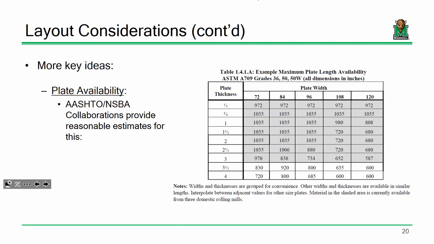You also have to look at plate availability in terms of what's available and what the maximum lengths available are. I think I've mentioned this to you before. Structural plate comes in standard widths. When you go to Lowe's and you buy lumber, it comes in standard sizes, 2x4s, 2x6s, 2x12s. Well, plate comes in standard sizes as well. Typically it'll come in standard widths, like 72 inches, 84 inches, 96 inches. And some people might want to take those and fabricate press break formed tub girders out of them. A little bit of shameless self-promotion.